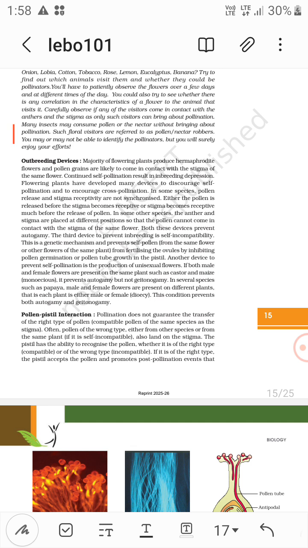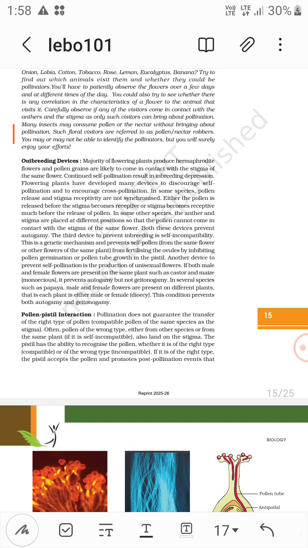Not on the same flower, but male and female flowers are present on the same plant, such as castor and maize. So these are the monoecious plants. It prevents autogamy but not geitonogamy.